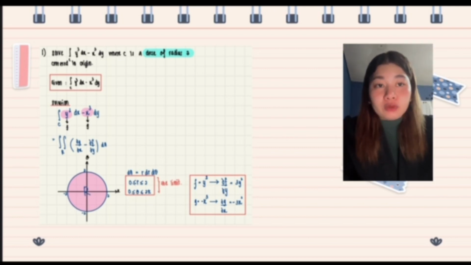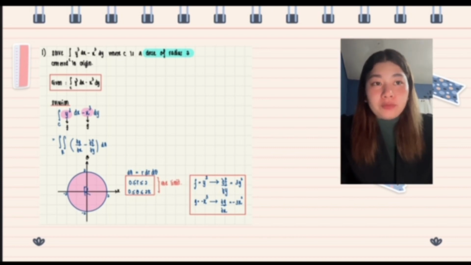Before we calculate, we need to sketch the circle with the radius of 2. From that sketching, we can know the limits of r and theta. The limit of r starts from 0 until 2, and the limit of theta starts from 0 until 2 pi. Now we find df/dy and dg/dx. We know that f equals y cubed, and when we differentiate df per dy, it becomes 3y squared, and for g equal to negative x cubed, after differentiating we get minus 3x squared.